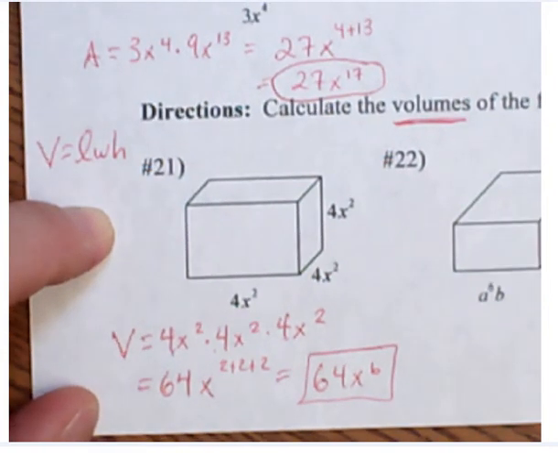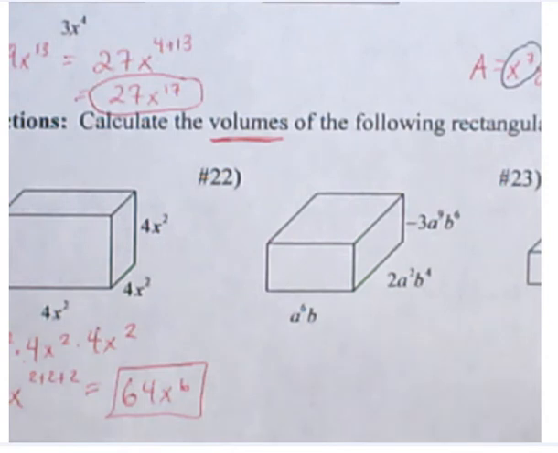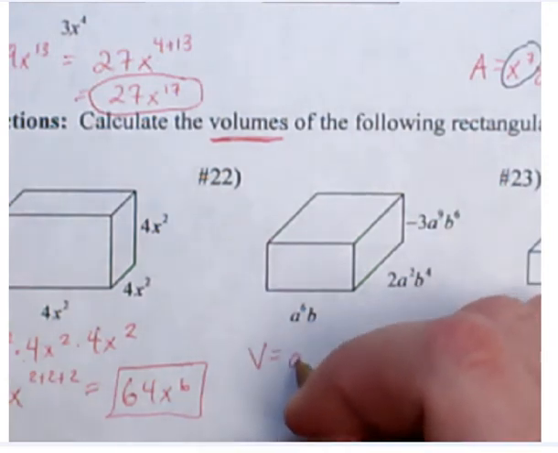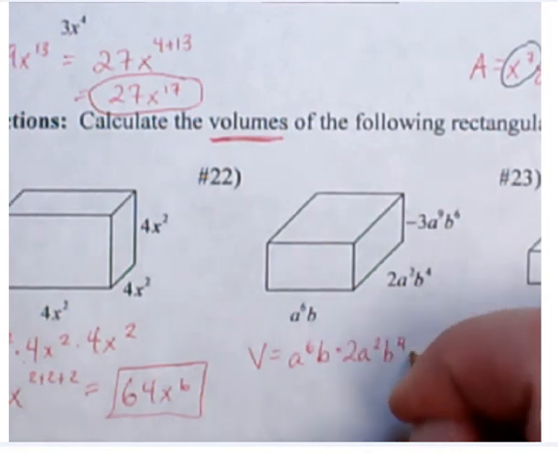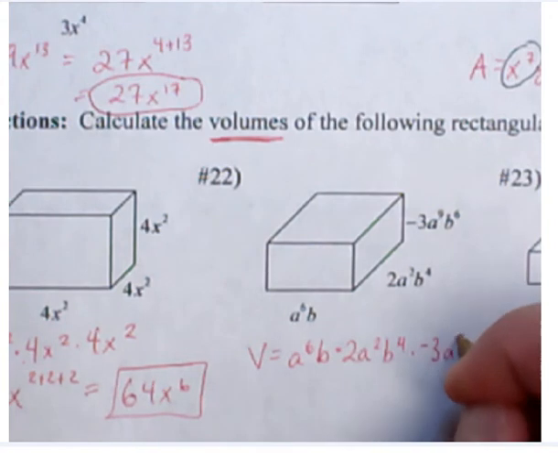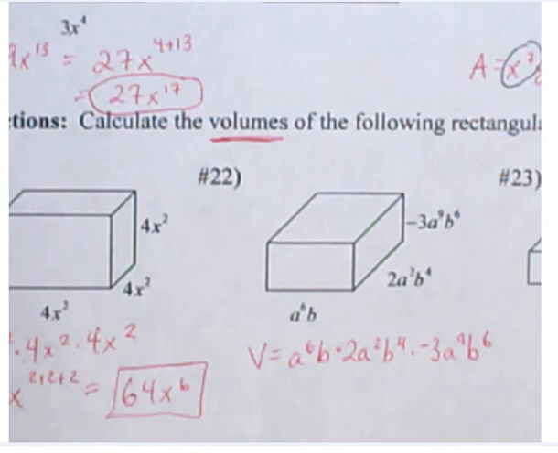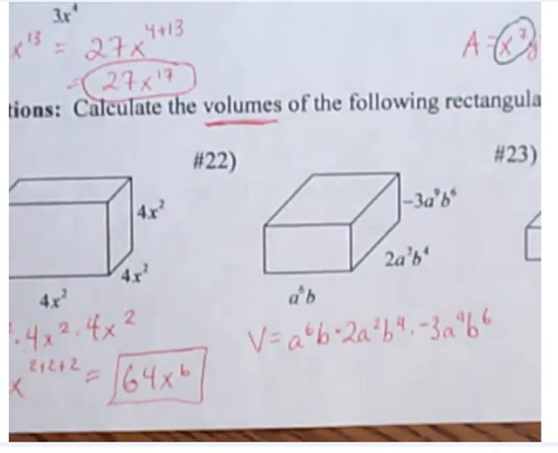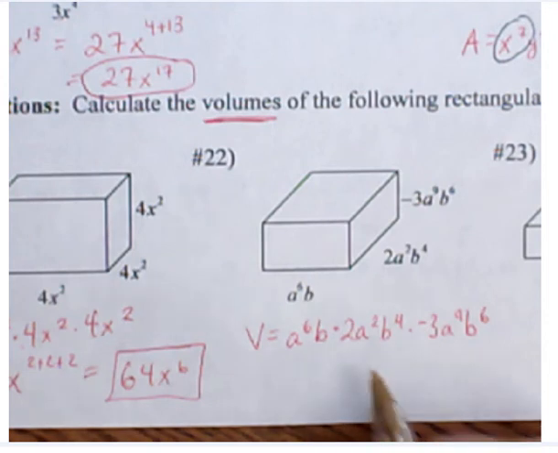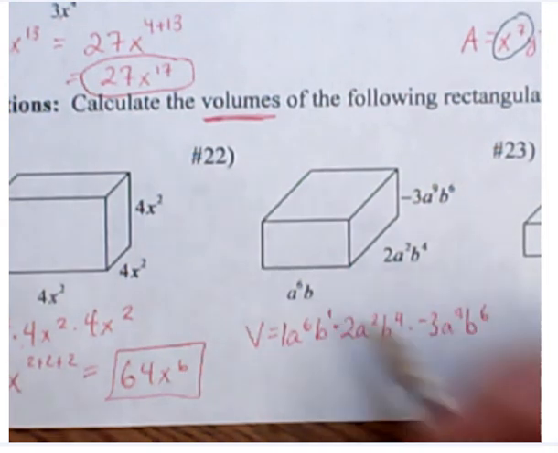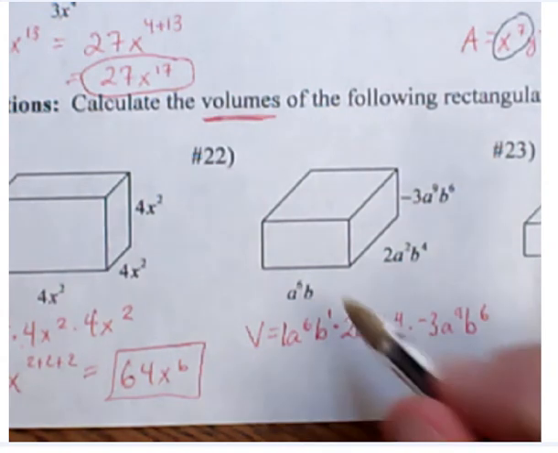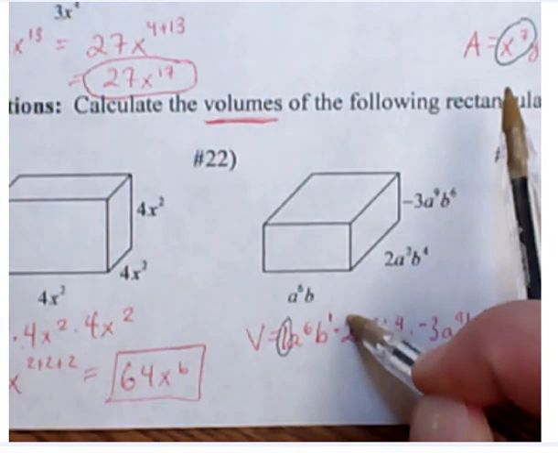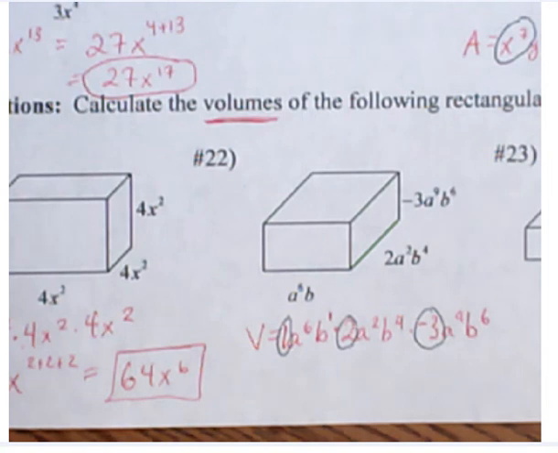And let's do 22 here. Let's see, volume, length, a to the 6th, b, times the width, 2a squared, b to the 4th, times the height, negative 3a to the 9th, b to the 6th. When you multiply monomials, start with the coefficients. Now this is a 1a to the 6th, that's b to the 1st. 1 times 2 times negative 3. Those are your coefficients. That's a 1, that's a 2, that's a negative 3. 1 times 2 is 2. 2 times negative 3 is negative 6.